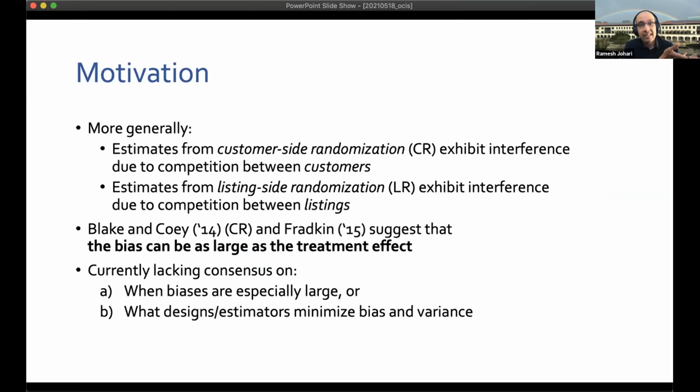You might ask, well, is this a big deal? Does this matter in practice? And one of the important motivators for our work is that earlier empirical work suggested that this bias could actually be as large as the treatment effect. In the case of these two papers, it was in the context of customer side randomized experiments. Coming out of those papers and related work, there wasn't really a lot of consensus as of when we started this work on why biases are especially large or what designs or estimators could be used to minimize that bias and variance, specifically in the context of these market platforms.